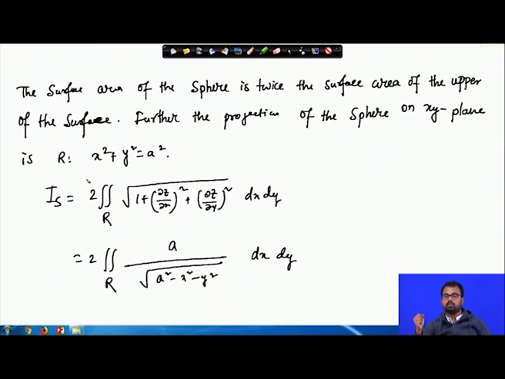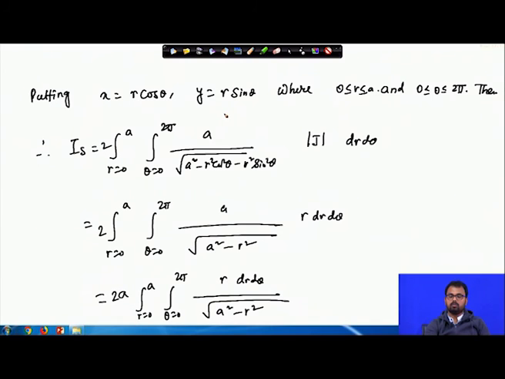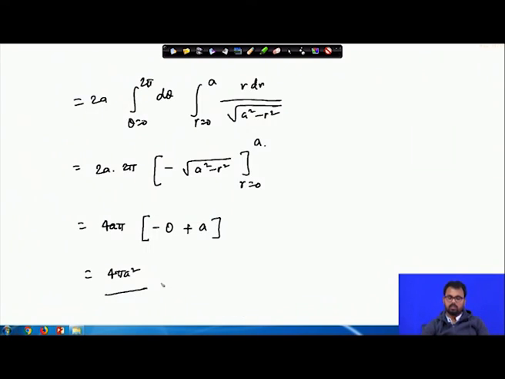What kind of concept do we need to use? Since it is a sphere, the surface area of the whole sphere would be twice the surface area of the upper half. So that's what we have done, and R is the projection. When we take the projection of the upper half on the xy plane, it will be a circle with similar radius. So that's what we have written, and then we are just converting into the polar coordinate system. So x equals r cos theta, y equals r sin theta, where r is between 0 and a, theta is between 0 and 2 pi, and then we just substitute the value, do some simple calculation, and that gives us the required integral as 4 pi a square.